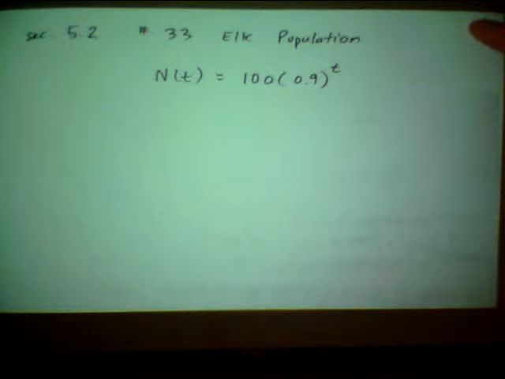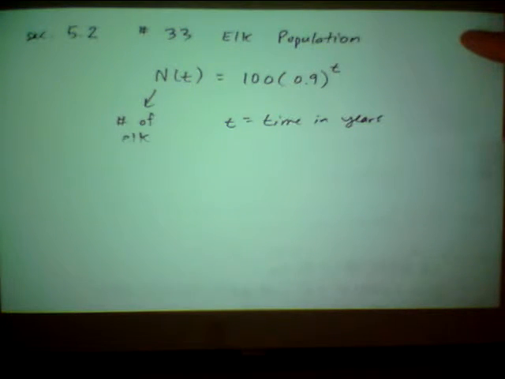Of course, we know that the elk population will decrease because some of them will die. So here's the equation they give you. N sub t equals 100 times 0.9 raised to the t power. N is the number of elk, and t is the amount of time in years. That's what I wrote here.